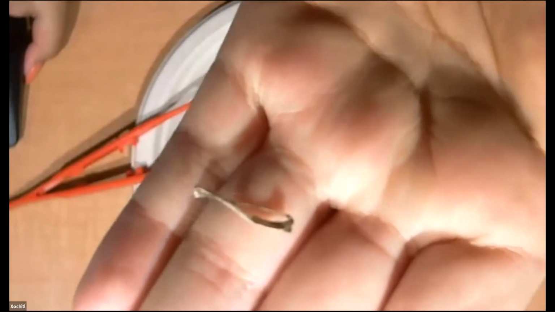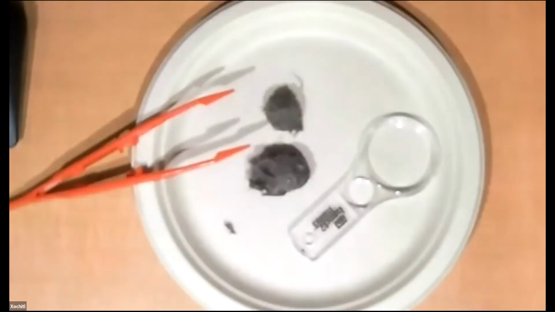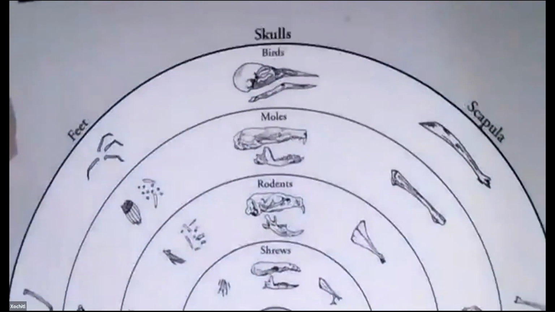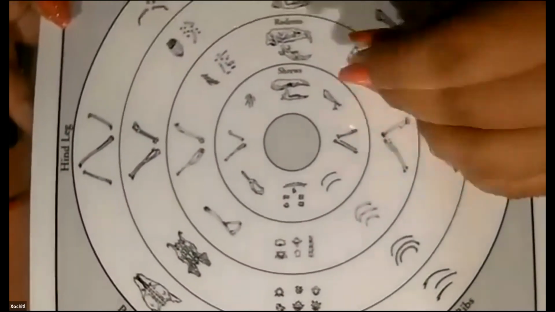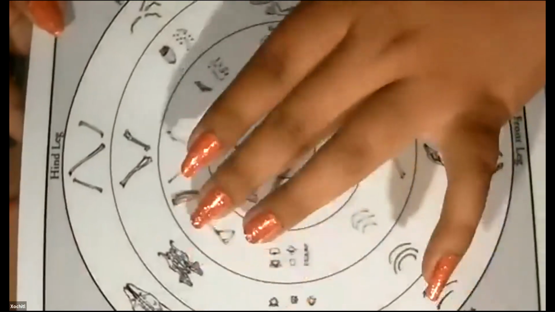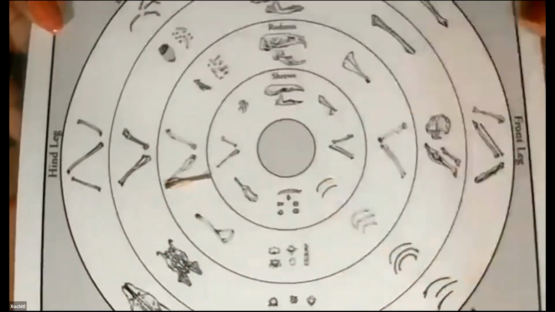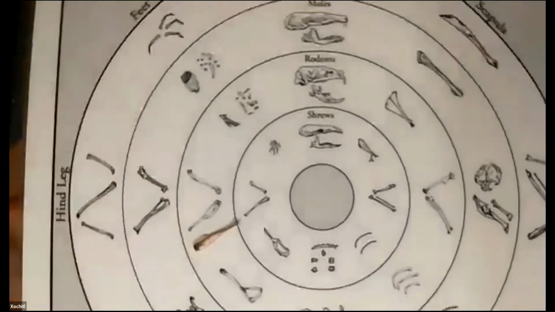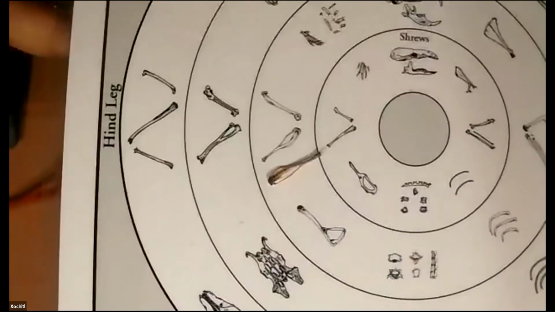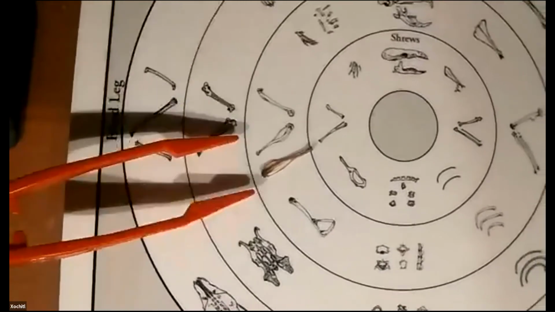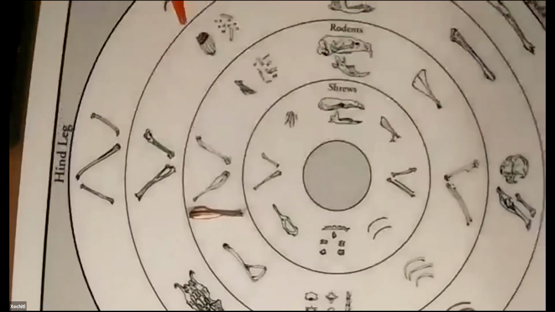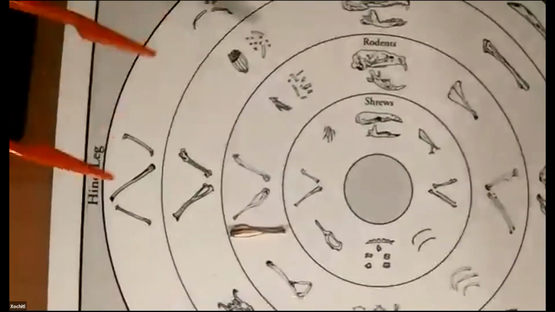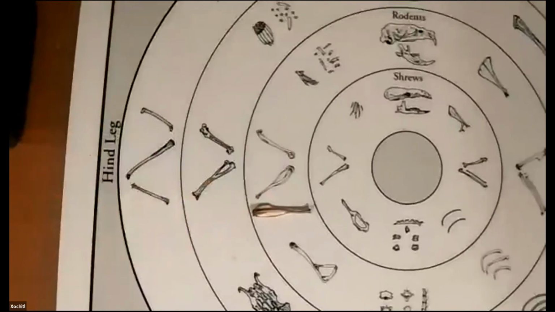I'm just gonna go back to my sheet that helps me identify. I also have this one for you all to see. If I put it next to this one, it looks really similar. Can you all see that? Yeah, so this shape here is pretty similar to a rodent one. So here's the identification, and it's actually part of their hind leg.